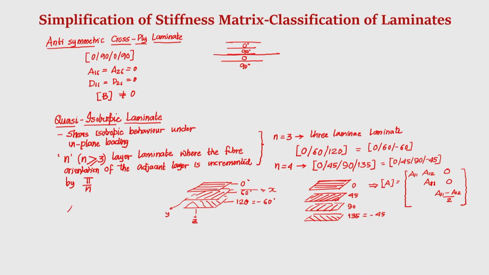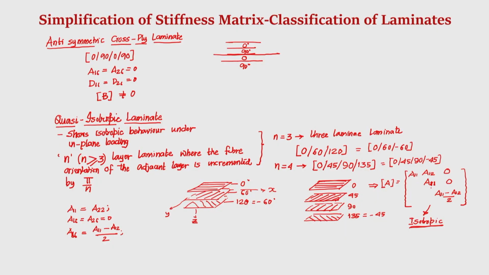That means A11 is equal to A22, A16 and A26 are equal to 0, and A66 is not independent, it could be expressed in terms of A11 and A12. This A matrix is like, as we are all conversant with, isotropic materials where there are only two independent constants. Here also it is only A11 and A12 and the other two are the same.